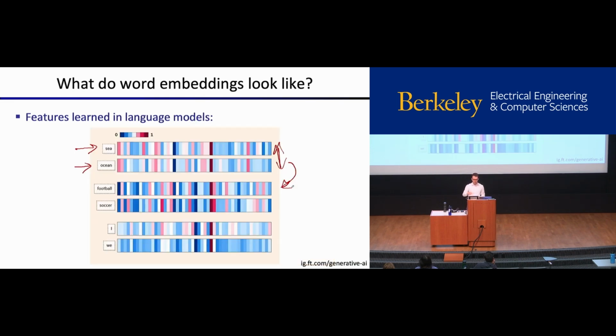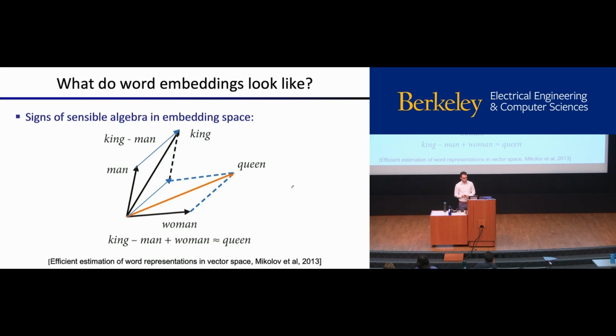If you're still not convinced that there's meaning encoded in these vectors, here's another picture. This is actually from 2013. It turns out that you get a sensible algebra in the embedding space. So if you take the vector for the word man, and it might look like this, and then you take the vector for the word king, which might look like this, and you subtract one from the other, you get the difference between king and man. And that's like royalty, I guess, right? So royalty is sort of this axis between king and man.